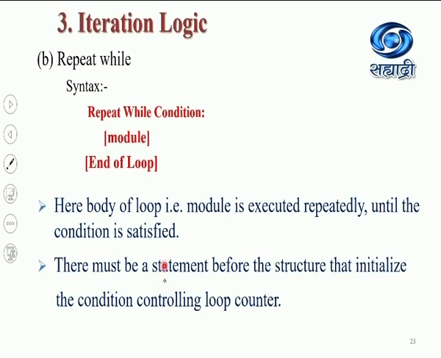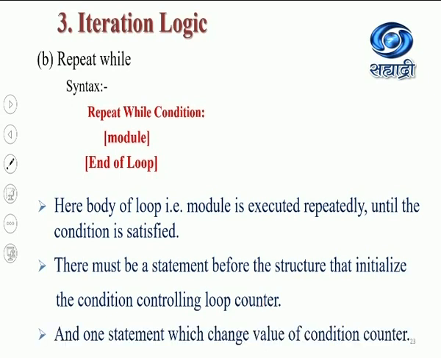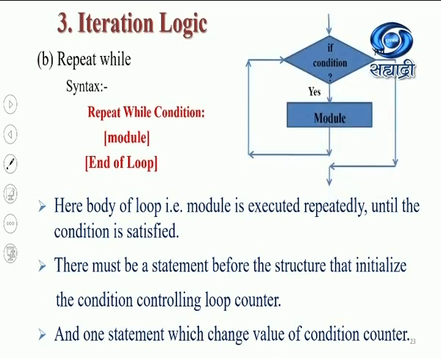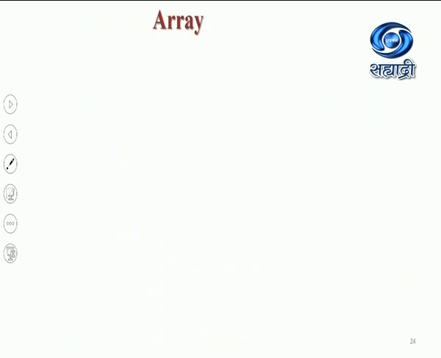Okay, so there must be a statement before the structure that initializes the condition controlling the loop counter, and one statement which changes the value, which is called the condition counter. This is the flowchart of the repeat while structure. Here there is the initialization, condition, module, and update counter statement. So these are the three types of logic used while you are writing an algorithm.